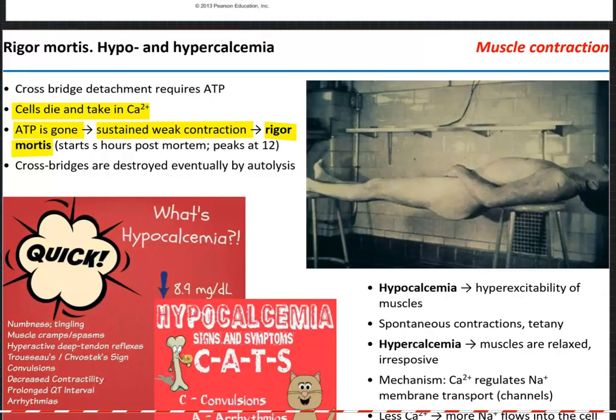Eventually, though, cross bridges are destroyed by the enzymes within the cell.